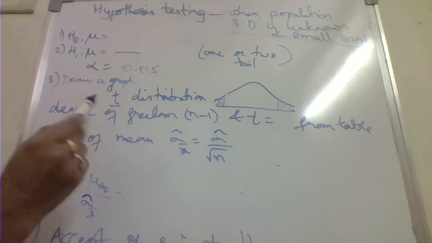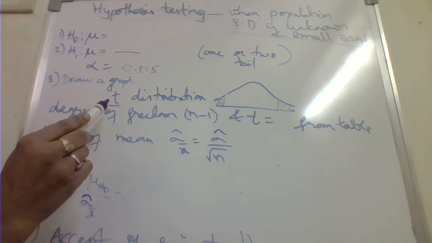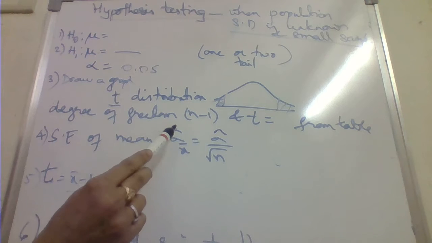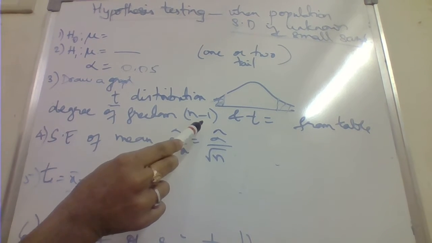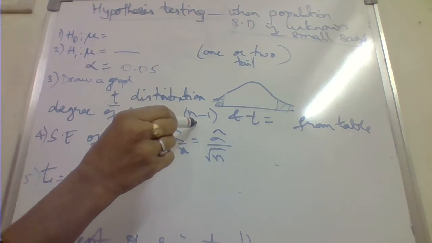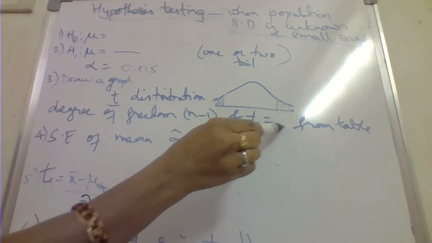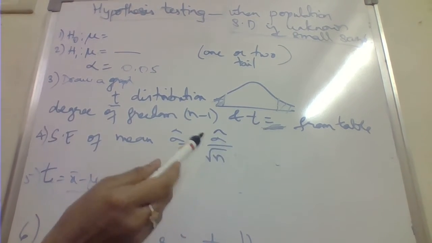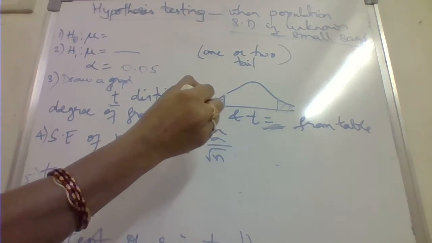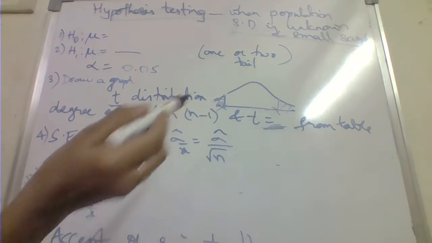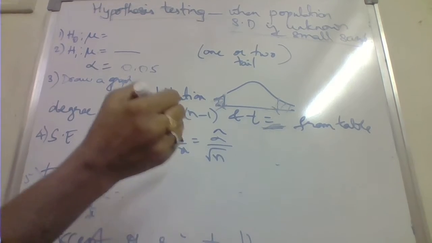Then after that, for the t distribution, I already told you, you need to have degree of freedom, that is n minus 1, and for whatever n minus 1 value you get, and alpha, find the value of t from the table. So that value will be this border value. If it is one tail or two tail, find that border value.